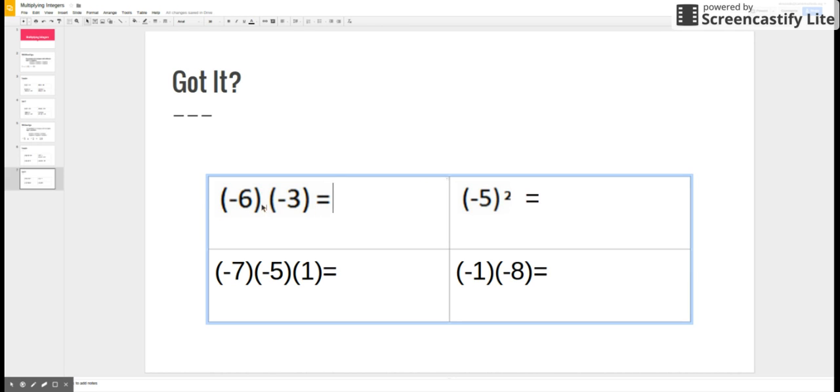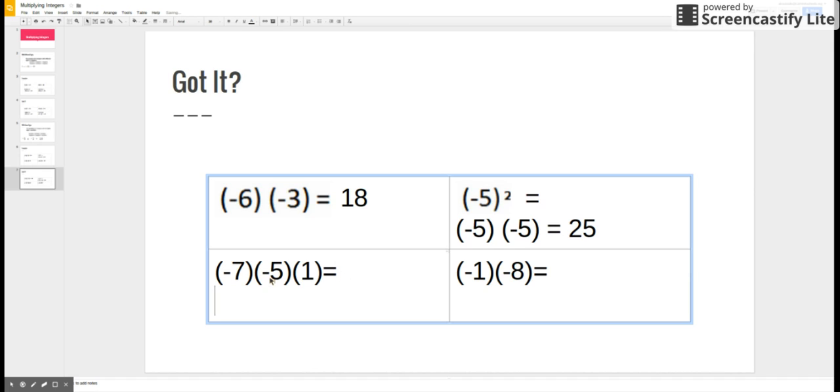Negative 6 times negative 3. Negative times a negative gets you positive. 6 times 3 is 18. Here we have negative 5 squared. Well, that is actually the same thing as saying negative 5 times negative 5, which 5 times 5 is 25. Since these two are both negative, your answer is going to be positive.